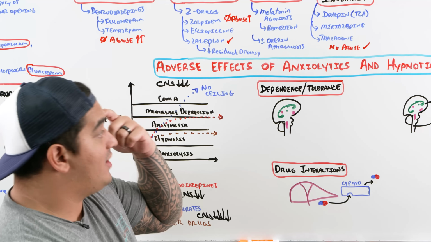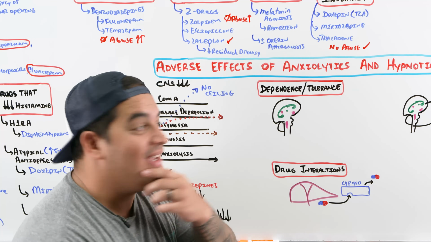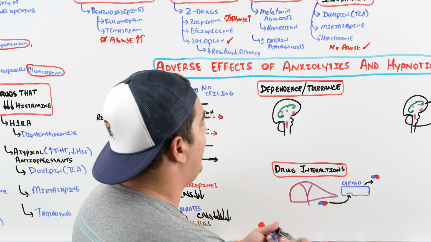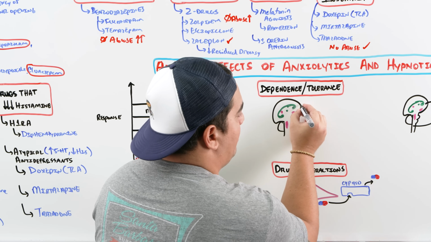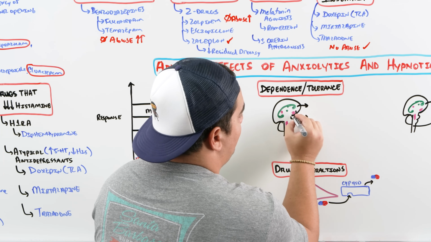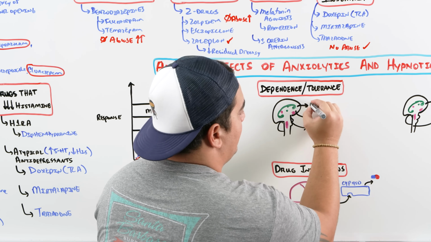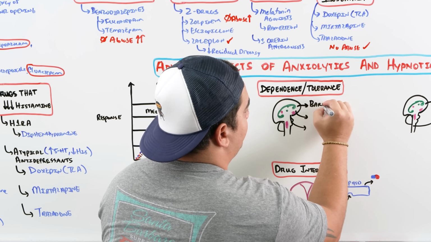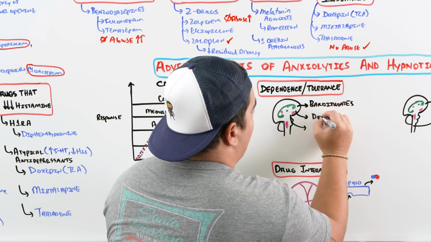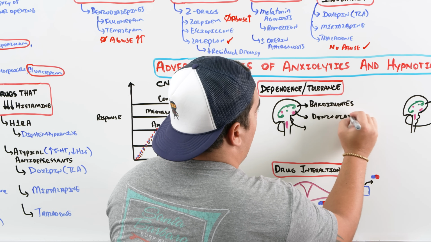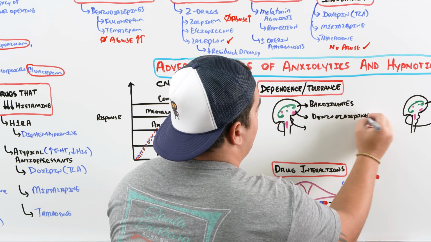The next thing that I want you guys to understand is dependence and tolerance. So dependence, again, is the basic concept with these patients who take barbiturates, benzodiazepines, and then the last one is your Z drugs.